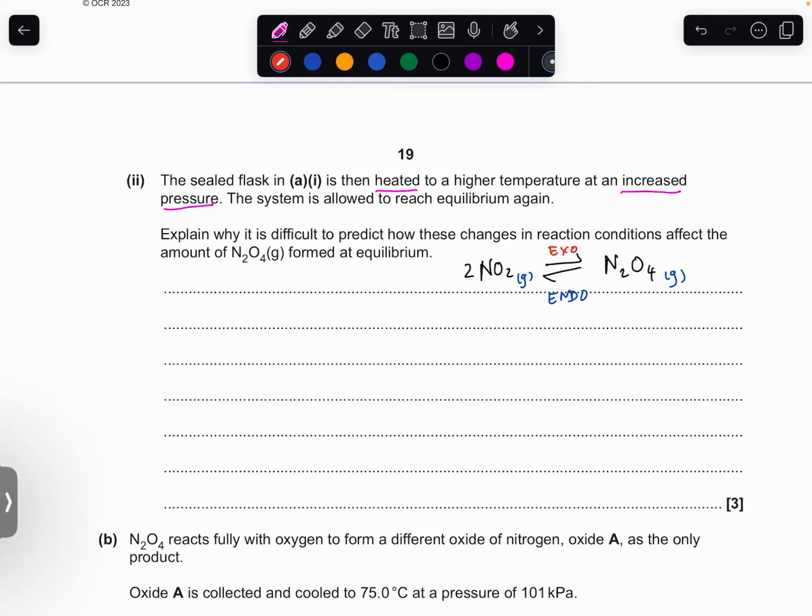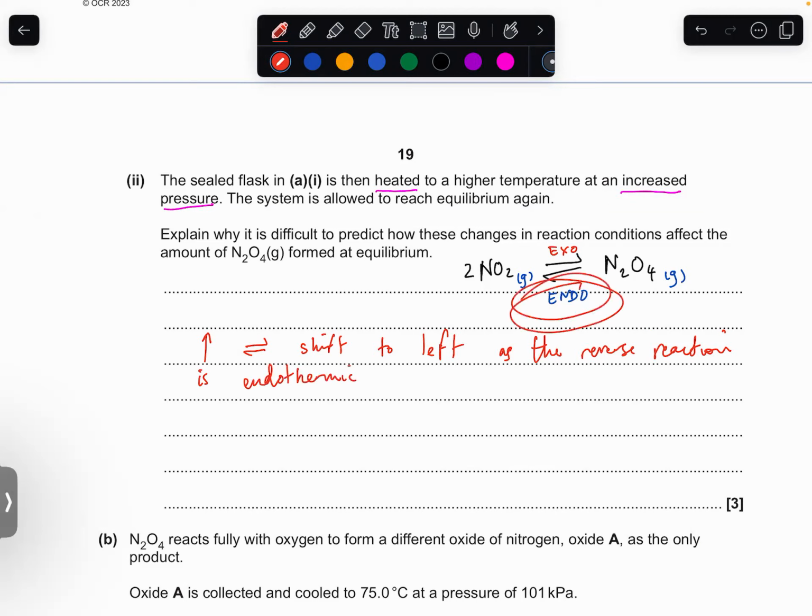You see, by raising the temperature, the equilibrium will shift to the left-hand side. And why is that? As the reverse reaction is endothermic. By raising the temperature, this is going to shift to the left.